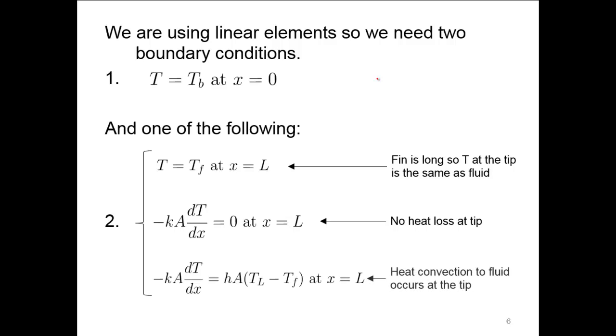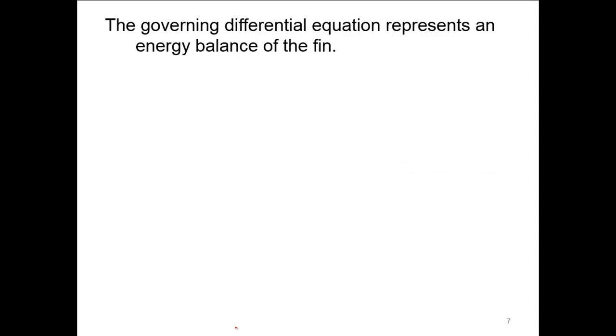The third option is we could have heat convection to the fluid at the tip. So here we have our conduction equation. We could have conduction to that last element, and then convection from that element to the fluid that surrounds it. We'll look at these as we move through. The governing differential equation represents an energy balance of the fin.